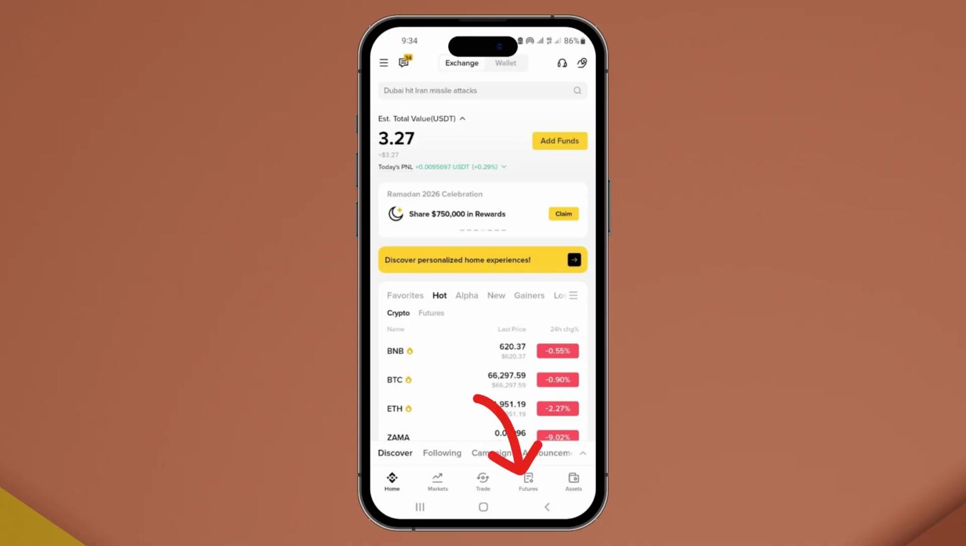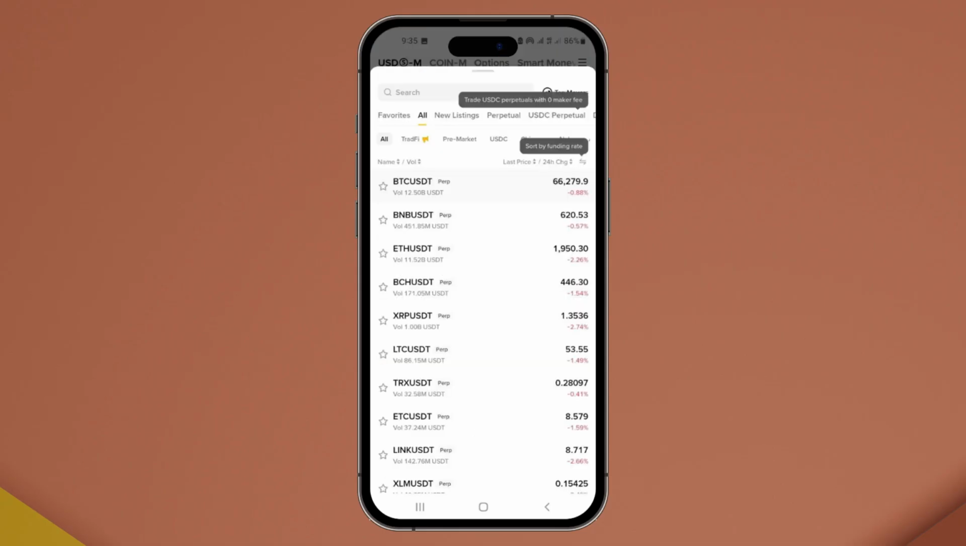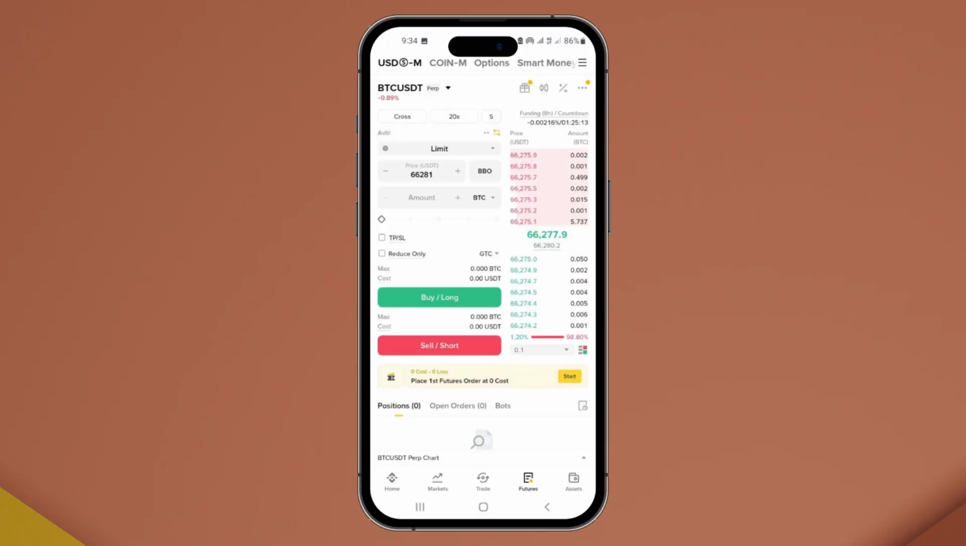specifically the USDT-M futures. This section allows you to trade using tethered stablecoins, which can give you a bit more stability in the often volatile world of cryptocurrency futures trading. Once you're there, the next step is to search for and select your desired crypto pair. For the sake of this tutorial, let's consider the BTC USDT pair, one of the most commonly traded on the platform. Finding your pair is crucial. It dictates what asset you'll be shorting and is the basis of any trades you'll make.